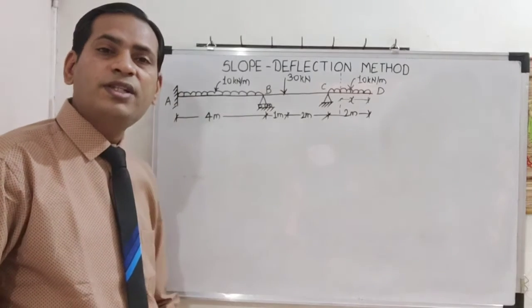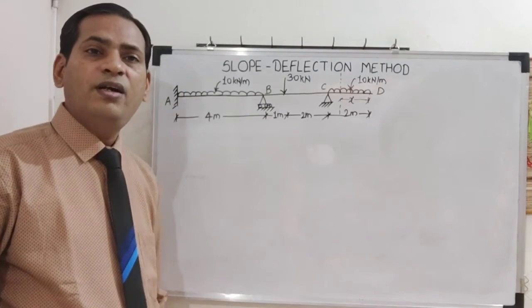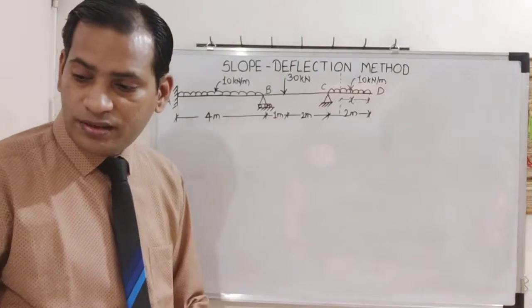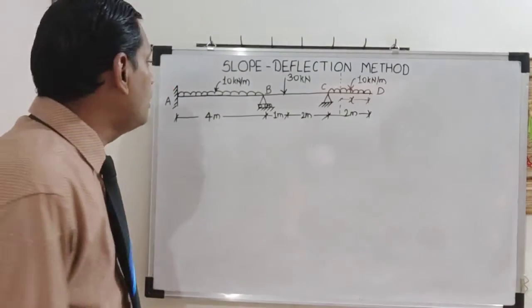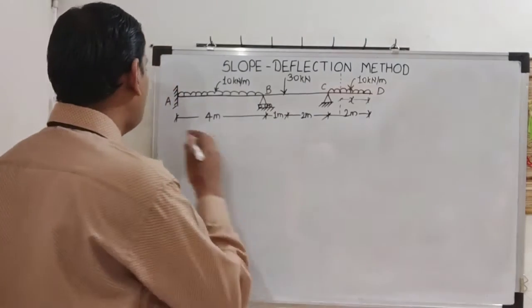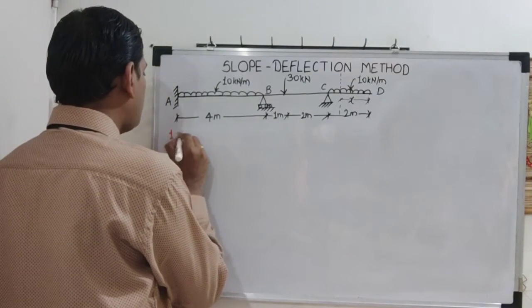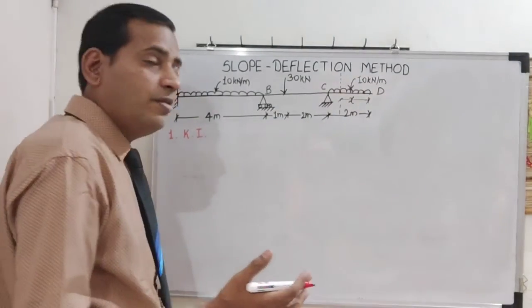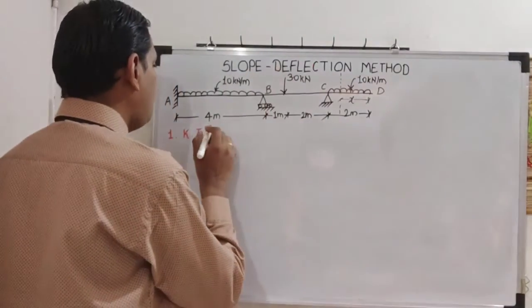So what will be our first step? It will be finding out the unknown displacement quantities in the beam. We have already seen how to find them in all the previous questions, so I am not going to repeat it. Our first step will be the unknowns, that is the kinematic indeterminacy, because this is the slope deflection method.